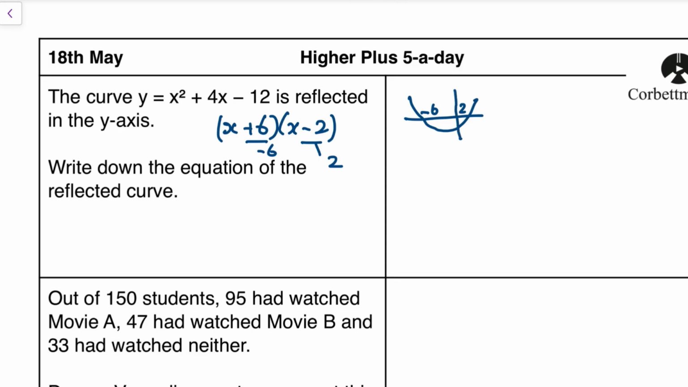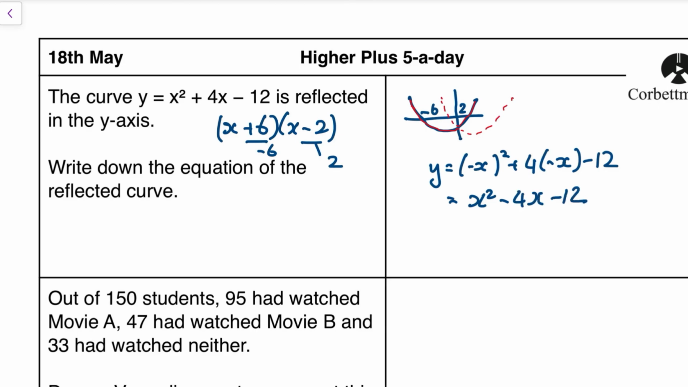Now if I reflect it, and I'll do it in dotted line, this bit here is going to become over here, and this bit here is going to come over here. In other words, everything that's on the left is going to go on the right, and everything on the right is going to go on the left. Now the way we can do that algebraically is we can say instead of putting in x, we're putting in minus x. So it's going to be (minus x) squared plus 4 times minus x minus 12. Anything squared is always positive, so that's going to be x squared. Minus 4 times x is minus 4x, and that's minus 12, and that is my answer.